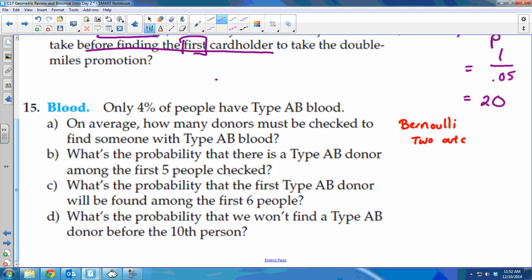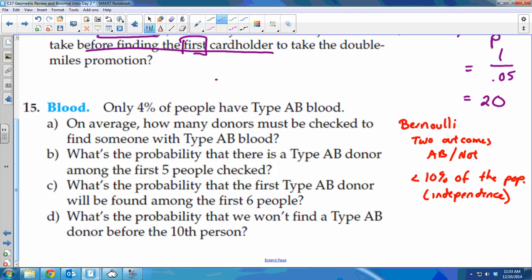And then what about independence? Are we going to see enough people that would change the probability? No, we're not going to sample more than 10% of the population of people. So less than 10% of the population, and so we have independence. So that means I can use the geometric model, or the model we're talking about tonight.